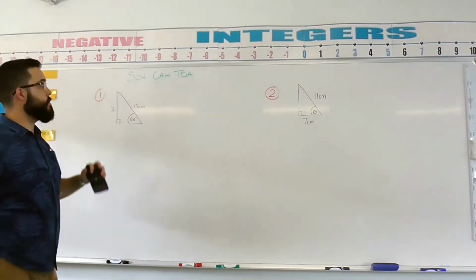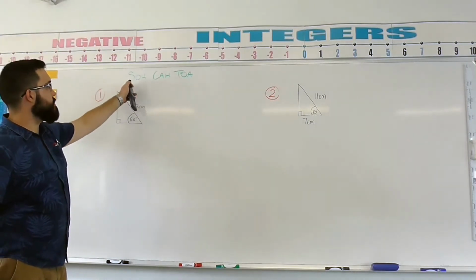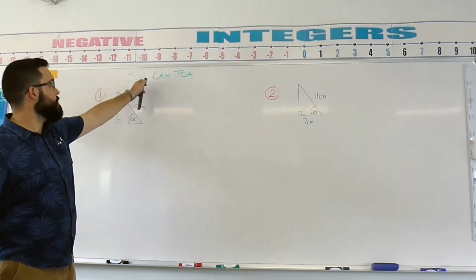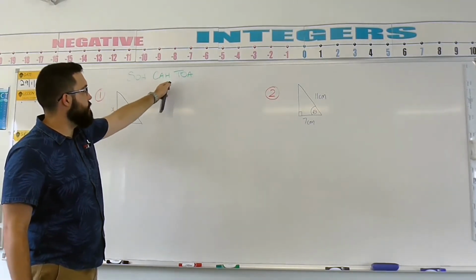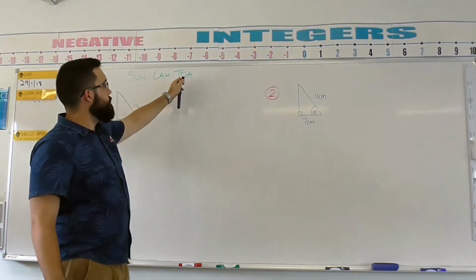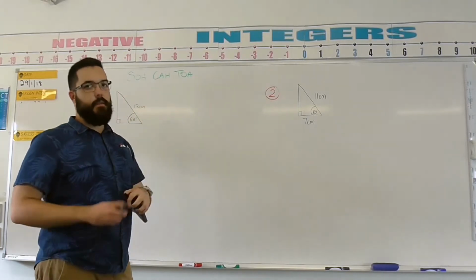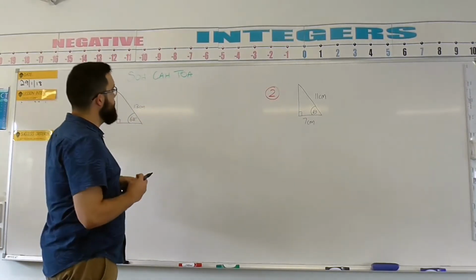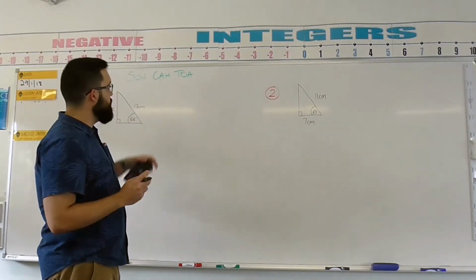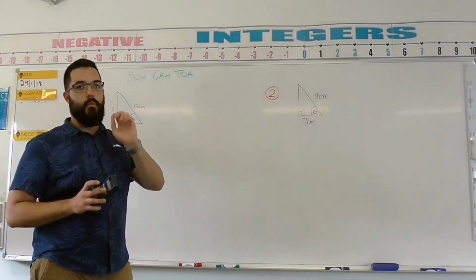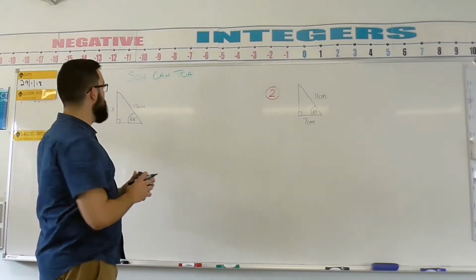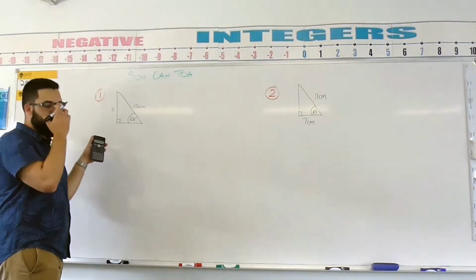Remembering SOHCAHTOA is important because sine is going to equal the opposite over the hypotenuse, cos will equal the adjacent over the hypotenuse, and tan equals the opposite over adjacent. Now, what does all this mean? It's simply referring to the positions and values around the triangle depending on where the angle is. So let's look at this as an example straight away.